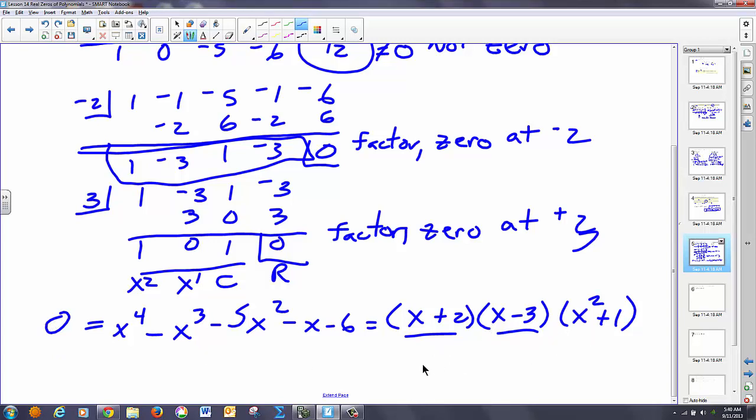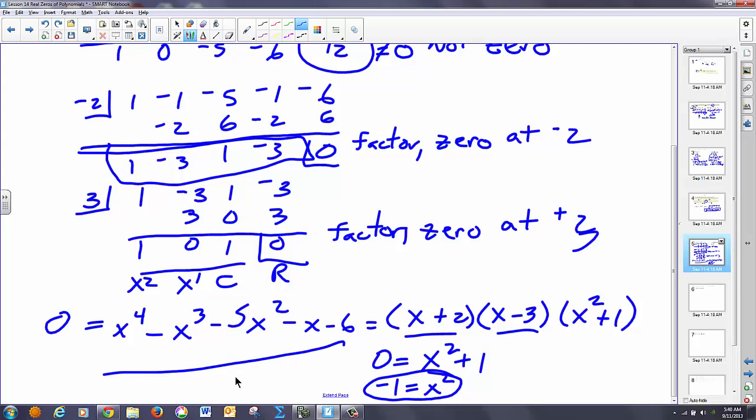and 3. However, in this last case, I have a quadratic, and if I set that equal to 0, I'll have -1 equals x squared. I know there are no rational factors in x squared plus 1 because it's not a factorable term of my original polynomial. So this tells me, in this case, I'm done.